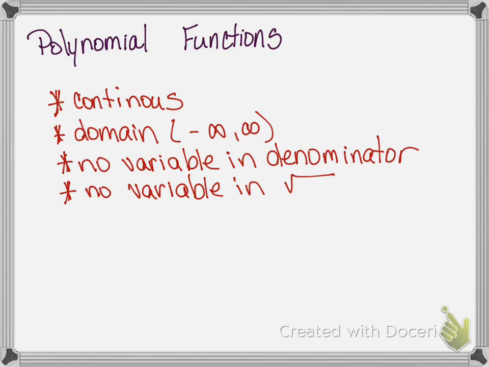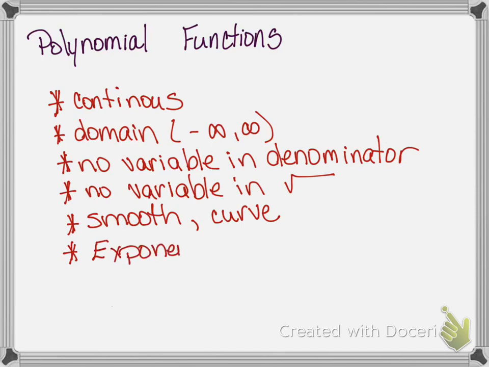The graph of a polynomial is smooth. And when it changes directions, it has a curve to it. It's not a sharp point like your absolute value. So absolute value is not a polynomial function. Your exponents have to be whole numbers. These are the characteristics of polynomial functions.